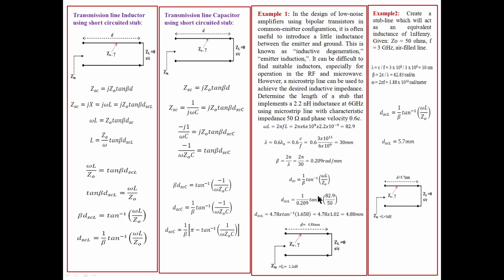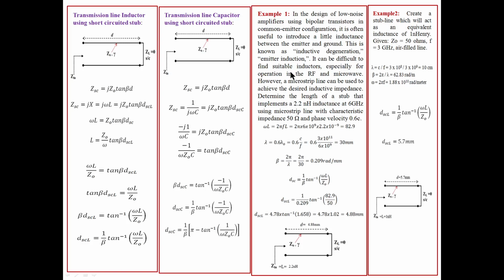In the earlier class we calculated the length of the line to get a particular inductor. This question is there: in the design of a low noise amplifier using a bipolar transistor in a common emitter configuration, it is often useful to introduce a little inductance between the emitter and the ground. This is known as inductive degeneration in that amplifier design.